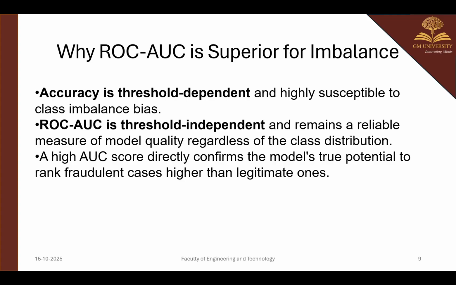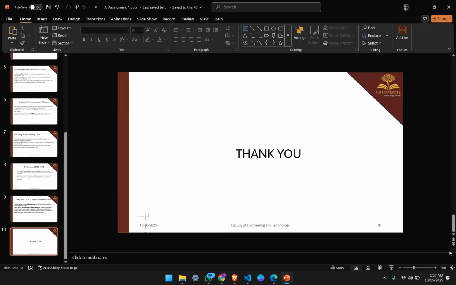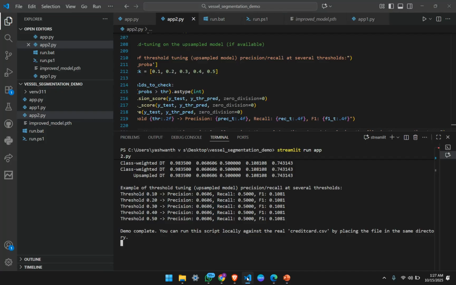ROC AUC is threshold independent and remains a reliable measure of model quality regardless of the class distributions. A high AUC score directly confirms the model's true potential to rank fraudulent cases higher than the legitimate ones. It means if the AUC score is higher, then automatically we can say my model is well trained and the data is well balanced. Okay, let's go with the coding part.